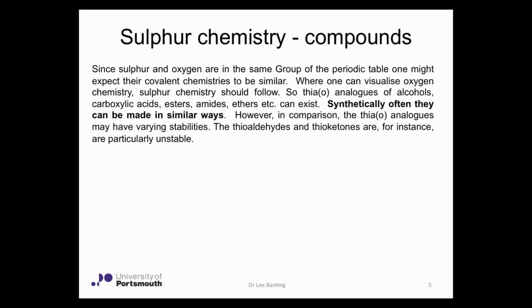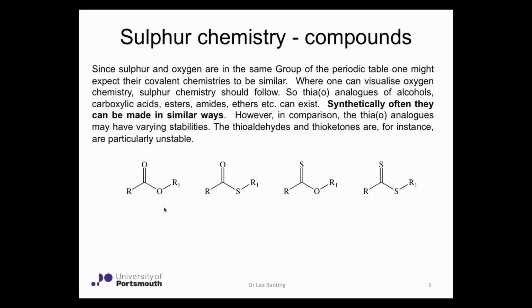Thioaldehydes and thioketones, which are the sulfur analogues of aldehydes and ketones, are, for instance, particularly unstable, which can be at odds with the oxygen chemistry. So here we have some common sulfur analogues, and you can see where sulfur can readily take the place of oxygen.